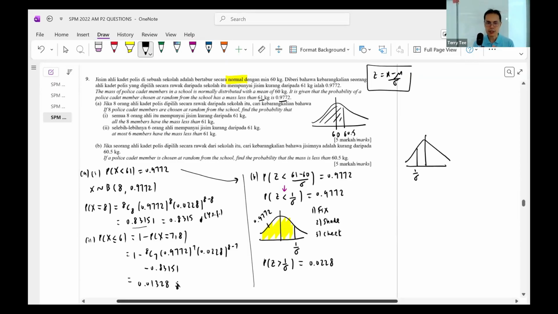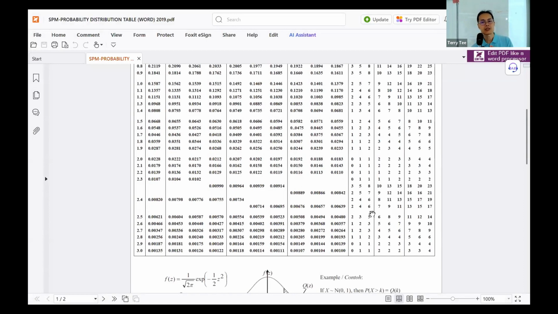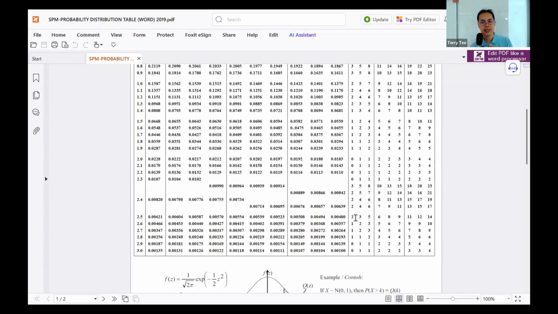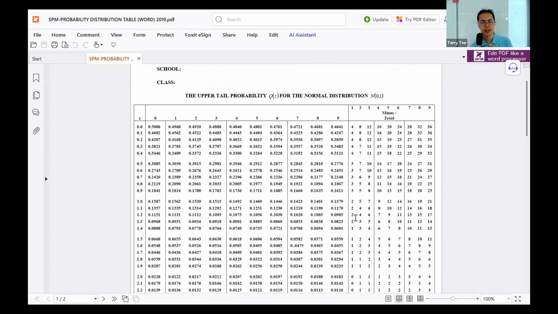Do you need to do that? Because already shown here, right? Just now, less than 61 kg is 0.9772. More than 61 kg is 0.0228. So we need to read 0.0228 from the table. Because remember, your table can only read the upper tail. This is your table. We call it upper tail probability. You only read the right-hand side. It doesn't read the left-hand side. Okay? So we need to read the right-hand side, 0.0228.